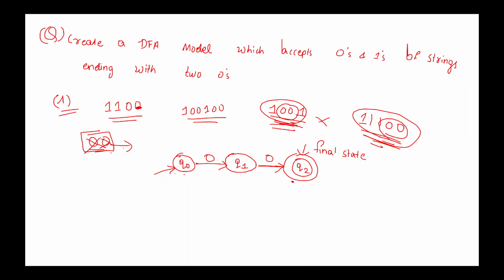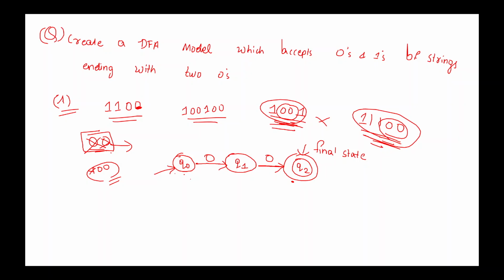So whenever we get two zeros as input, this is accepted. But do you think 100 can be accepted? Why can it not be accepted? Because q0, the first symbol it receives is 1, and there is no input symbol path defined on q0 for 1. So this mathematical model is not complete. So we need to complete it.